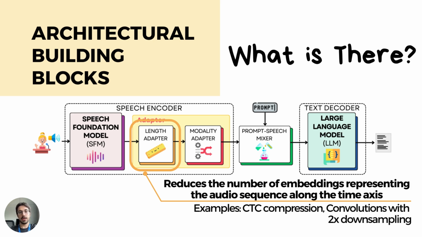This rich semantic representation is then processed with an adapter, and this adapter is first made of a length adapter that reduces the number of the embeddings representing the audio sequence along the time axis, so it compresses the representation produced by the SFM. Common approaches are the CTC compression or using convolution with stride 2 to perform a 2 times downsampling.